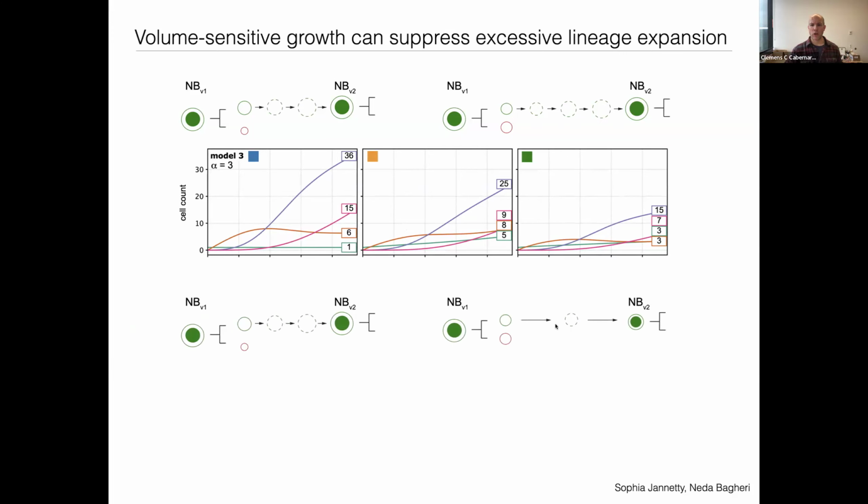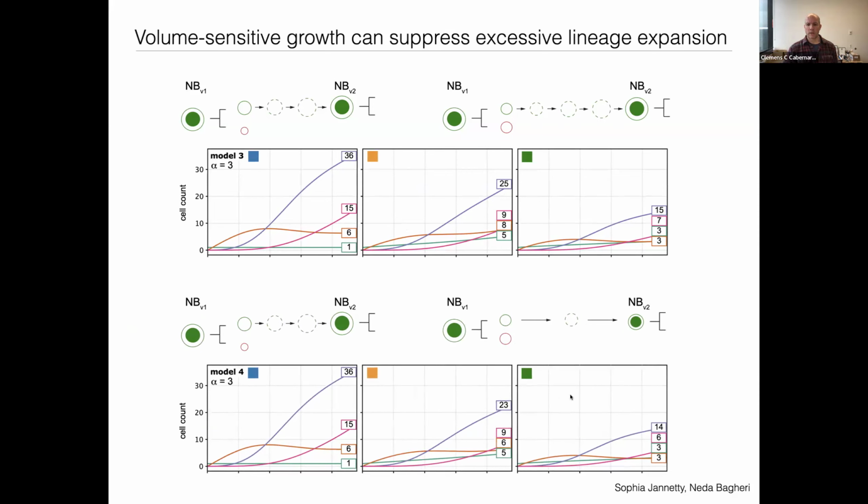We can also change this model in the sense that they don't have to grow back to their original threshold or parental volume, but could divide earlier. Even in this case, because we start with much smaller cells after symmetric divisions, it will bring back down the numbers compared to wild type.